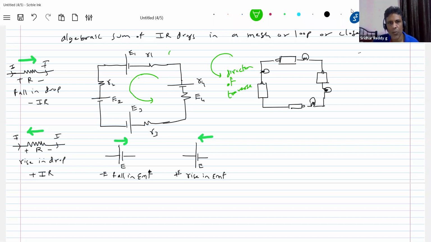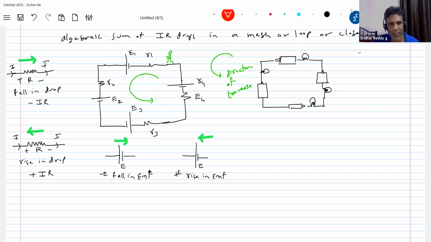Means you are here and you'll start moving. You'll go around the path. There is a loop where you begin, and you are going to end up at the same point. So shall I call it a loop, mesh, or closed path?